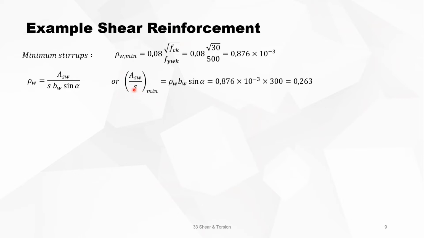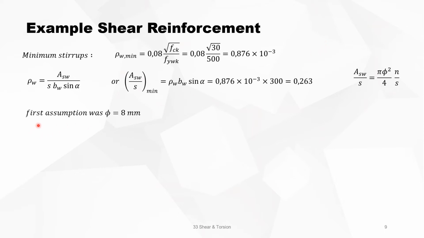Just never try to separate the S from the ASW. That's important. Otherwise, you can make horrible mistakes. So always keep that together, ASW over S. As a reminder, ASW over S is, of course, the cross-section of one bar of the stirrups, multiplied by the number of legs that there are in one stirrup, divided by the center to center distance of the stirrups.